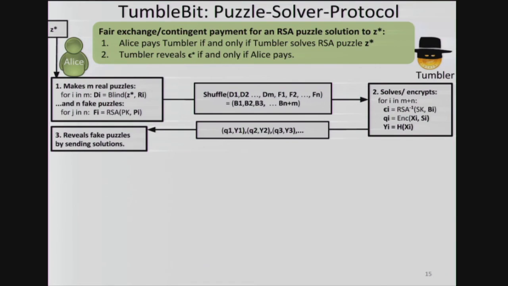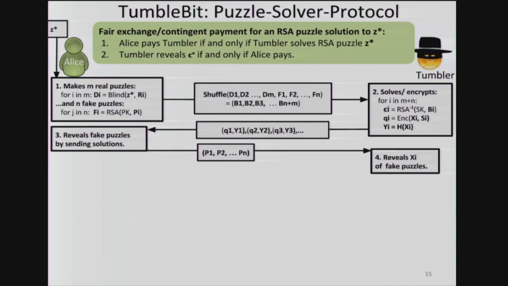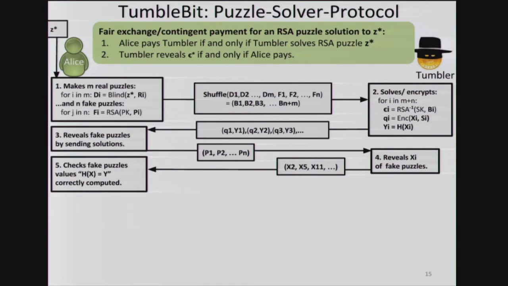Alice is going to then reveal which ones of them are fake. So she says to the Tumbler, if you tell me the solutions to these, I don't learn anything new because I actually already know the answers. So here are all the answers to the fake puzzles. The Tumbler checks that these are in fact real answers to the fake puzzles, and it's going to reveal the keys that allow Alice to decrypt these fake puzzles.